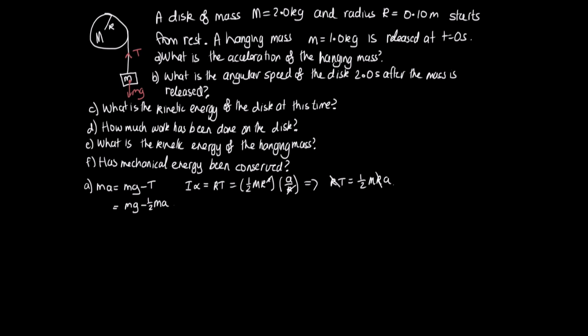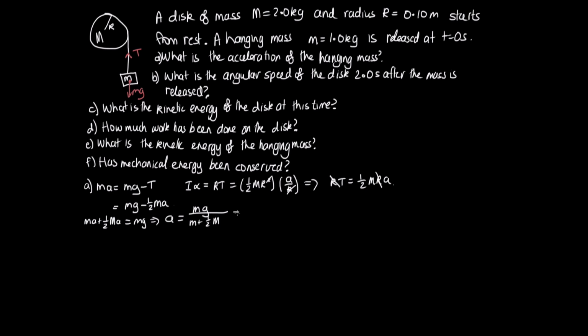We're trying to find this acceleration. So if we move all our acceleration terms onto one side, then we've got ma plus a half, this is a capital M, it's the mass of the disk, is equal to mg. And so that tells us that pulling the acceleration out as a common factor and then dividing by what's left, we can write this as acceleration is equal to mg over m plus a half capital M.